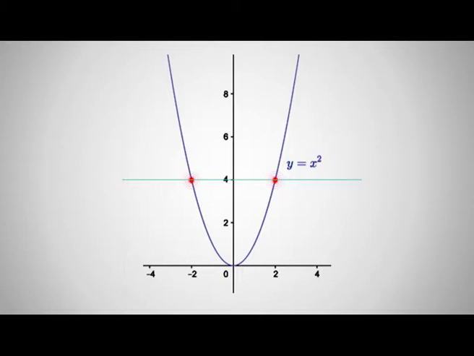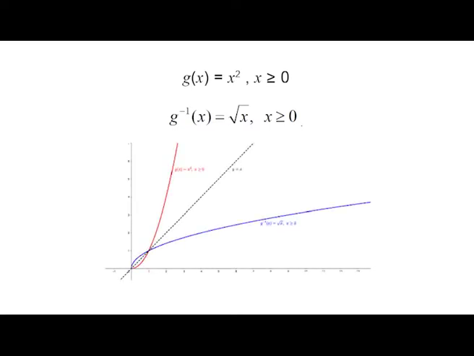We restrict the domain of the function to the set D of non-negative real numbers. Then g(x) = x squared with x greater than or equal to 0 is invertible as its graph passes the horizontal line test. Its inverse is the square root function given by g inverse of x = root x with x greater than or equal to 0.